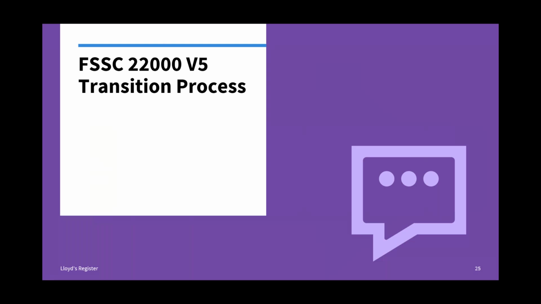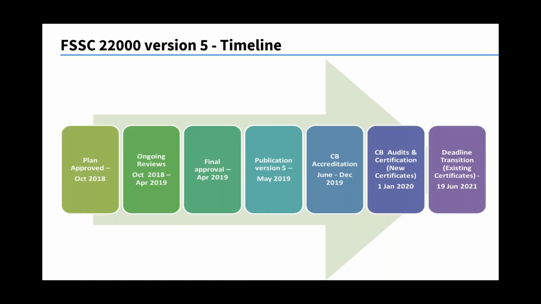So, the timeline for FSSC version 5. Version 5 was published in May 2019. The period from June to December 2019 is for certification bodies to get accredited. From 1st of January 2020, all FSSC 22000 audits would be on the basis of version 5.